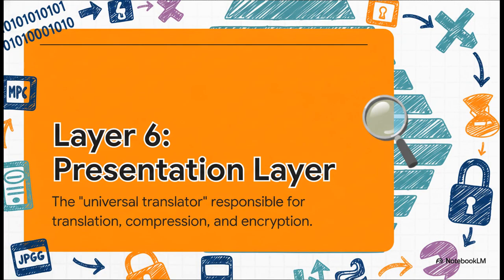So, different computers can format data in totally different ways. The presentation layer acts like a universal translator. It takes your data and converts it into a standard format that any machine on the other end can understand. And it also handles a couple of other crucial jobs, like encryption to keep your data safe, and compression to make it smaller so it travels faster.